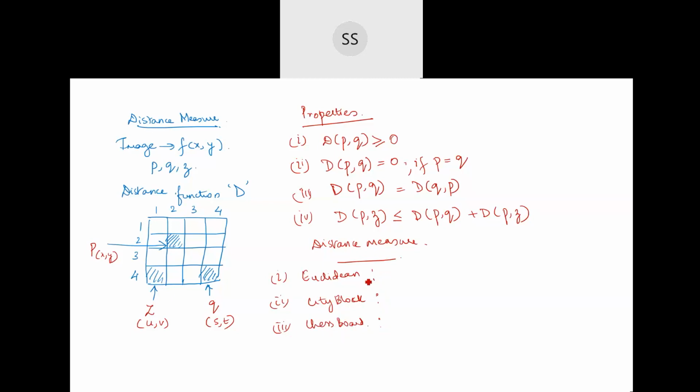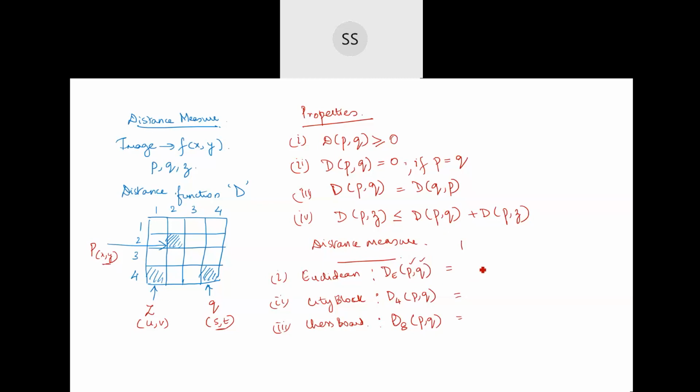For Euclidean, you write it as dE of P comma Q. For city block, you write it as D4 of P comma Q. And for chessboard, you write it as D8 of P comma Q. The formula is given, and I'll be writing it in terms of x, y and s, t. Imagine that I'm trying to find the distance between P and Q.